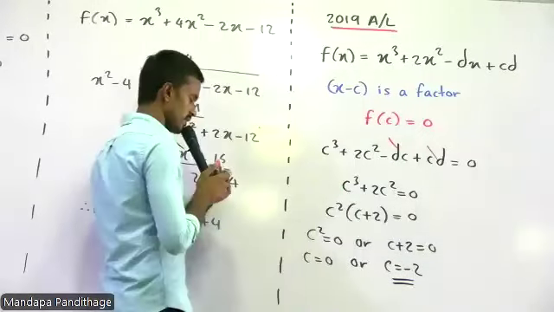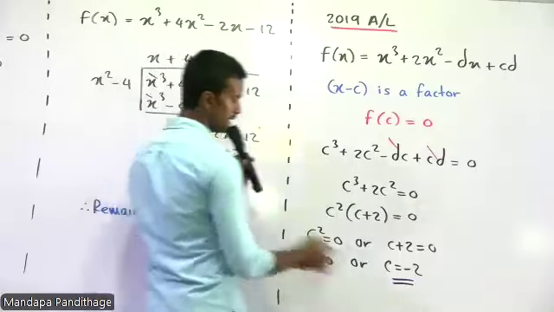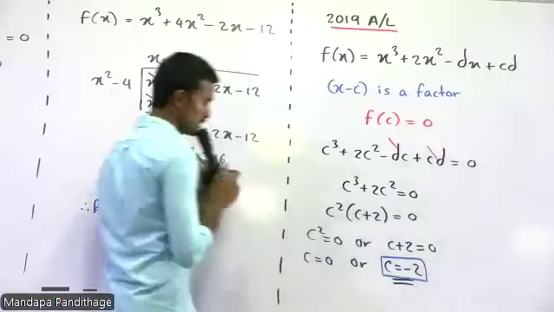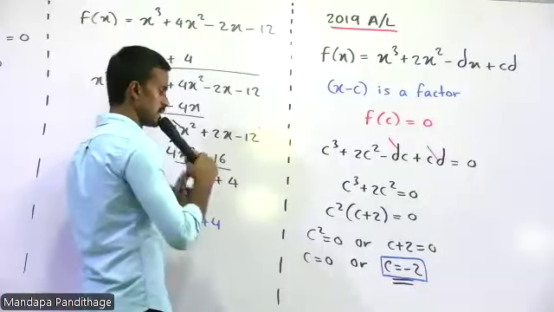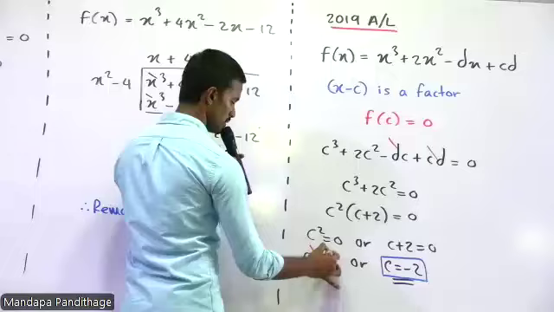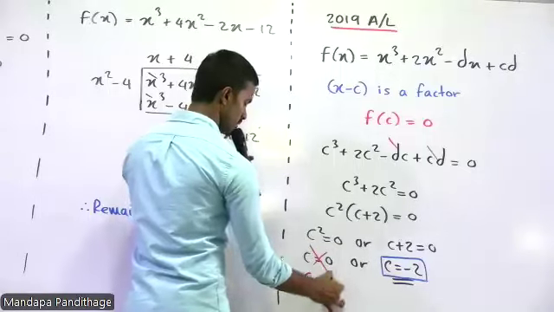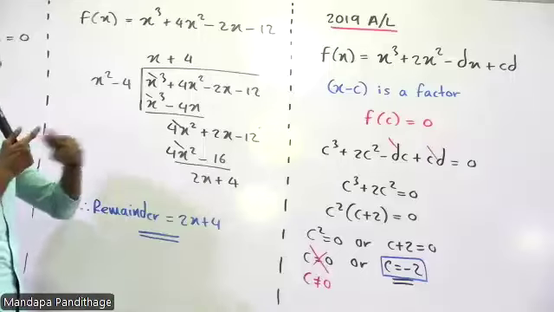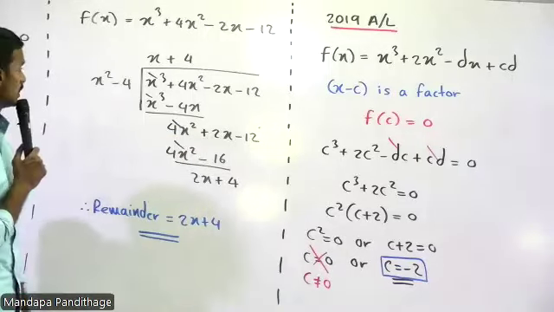But you can see they have given in the question that c and d are non-zero real numbers. Non-zero, which means c can't be equal to 0. So c is not equal to 0. Okay. Answer, because c equals minus 2. You got it, no? Good.